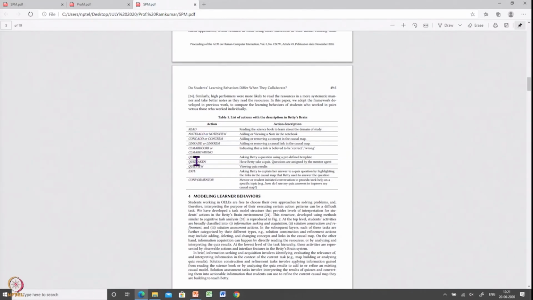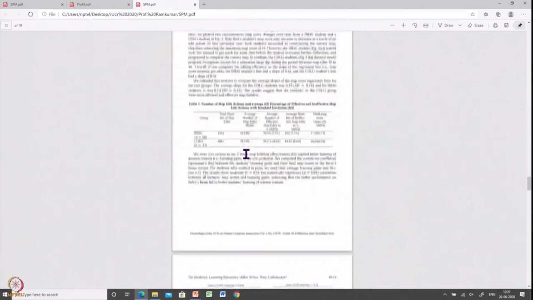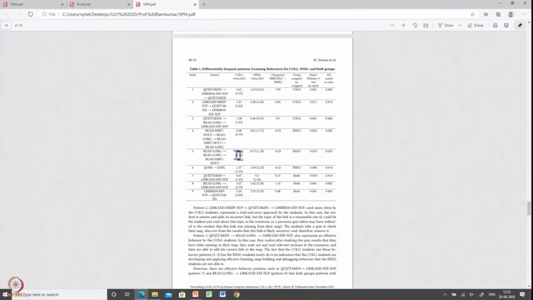So, consider they have a set of 8 or 9 actions identified from their learning environment. No need to understand all of their own set of actions, but let us consider they have identified 8 unique actions in the learning environment. What they did is they ran pattern mining, and they grouped the students into 2 groups. They ran a study on collaborative and individual. So, for example, this is the collaborative group, and this is the individual group.